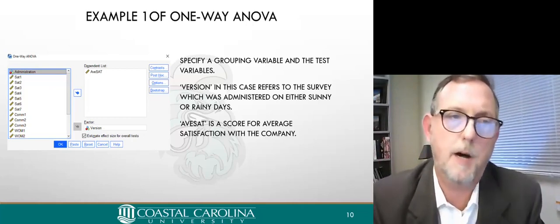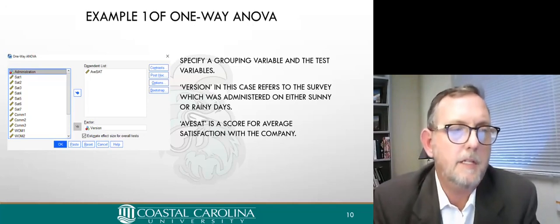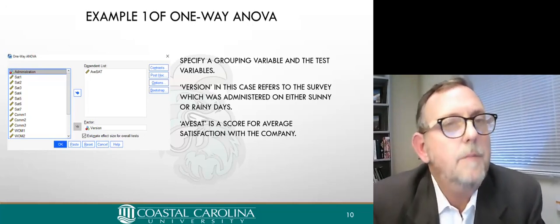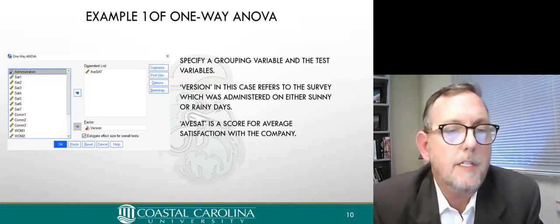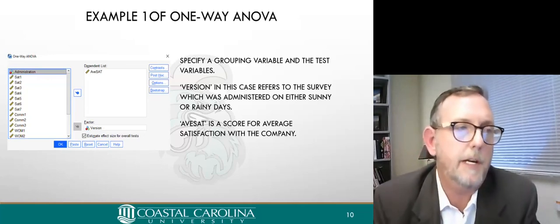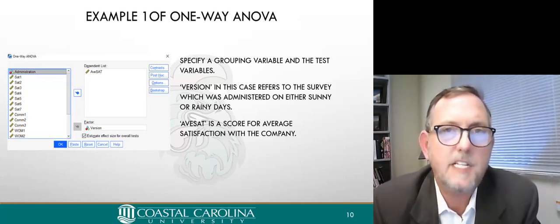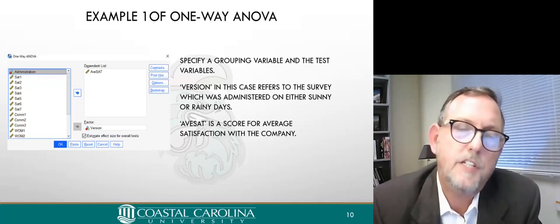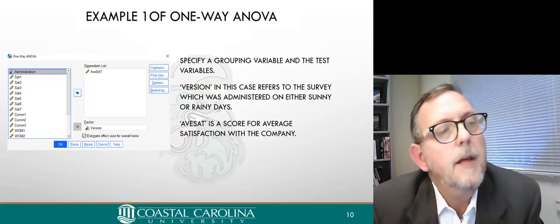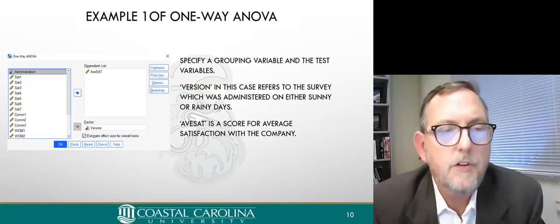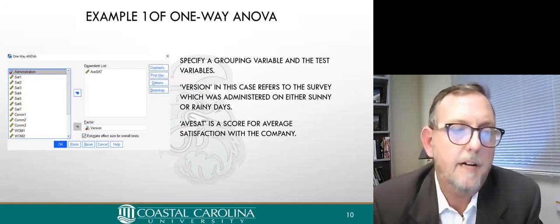And it's not complicated. It's not really sophisticated. Here we have some data where we have satisfaction, and there's an average satisfaction score. And then under version, we have, and again, this is a grouping variable.